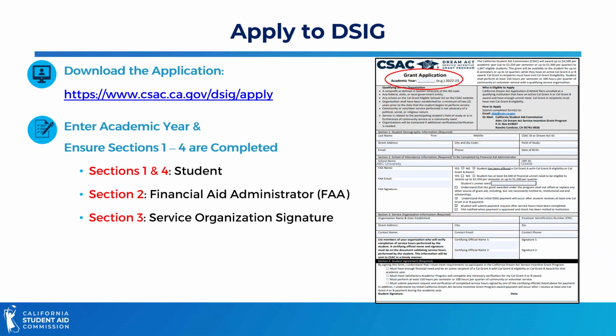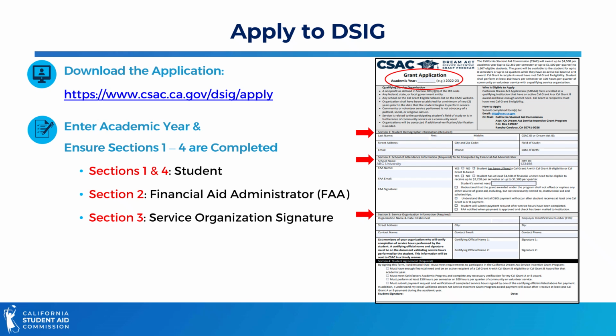Students should start with entering the academic year for which they are applying, and then complete sections 1 through 4 of the application. Section 1, Student Demographic Information, should be filled out by the student. Section 2, School of Attendance Information, should be completed by a financial aid administrator. Section 3, Service Organization Information, should be completed by the service organization.